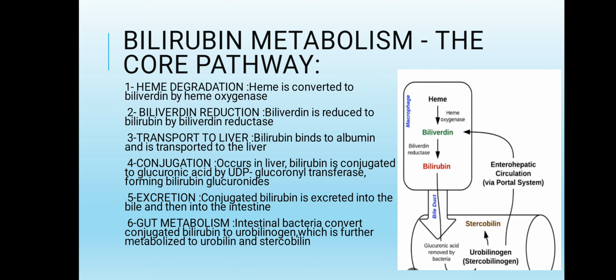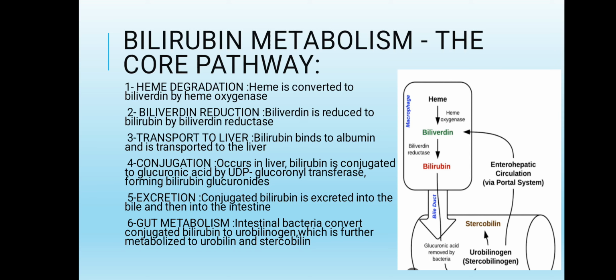Then we will discuss bilirubin metabolism, the core pathway. Firstly, we'll discuss what bilirubin is. Bilirubin is a catabolic product of heme metabolism. Approximately 85% comes from aged red blood cells. The remainder originates from the breakdown of ineffective erythropoiesis, cytochromes, and myoglobin.